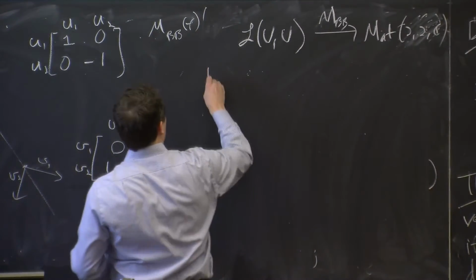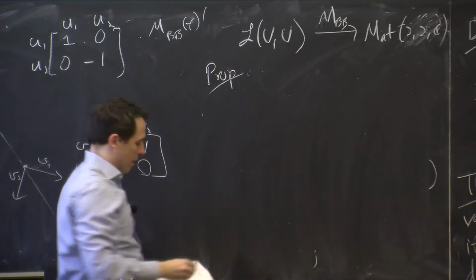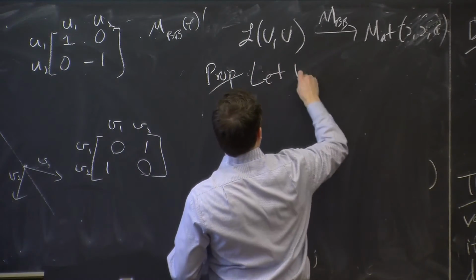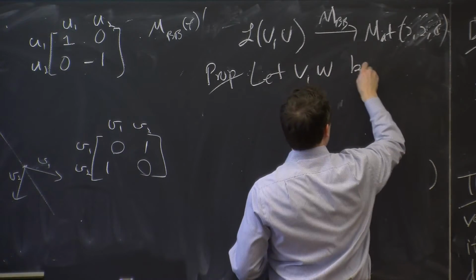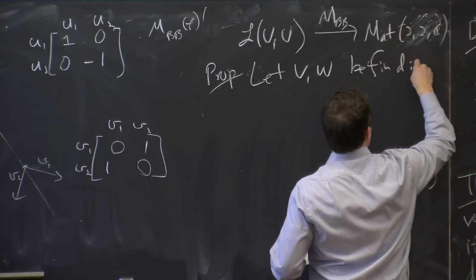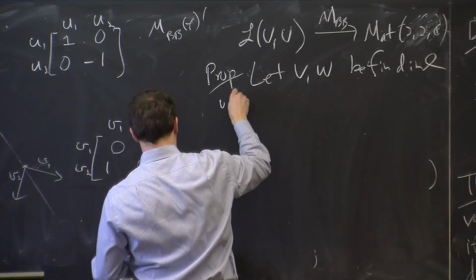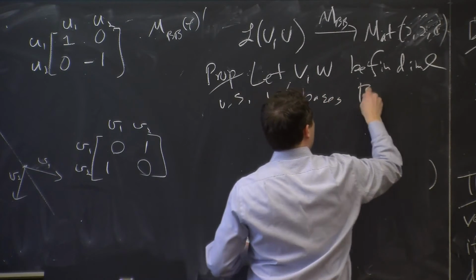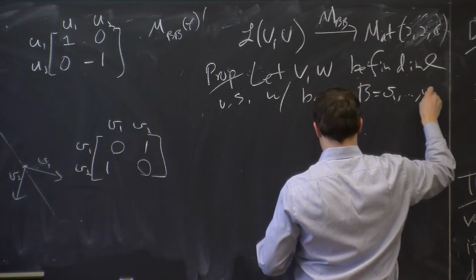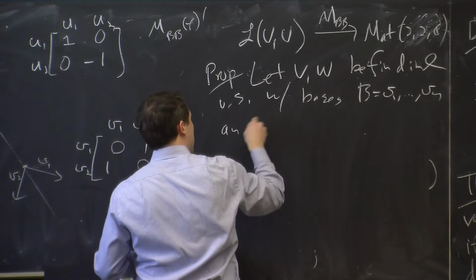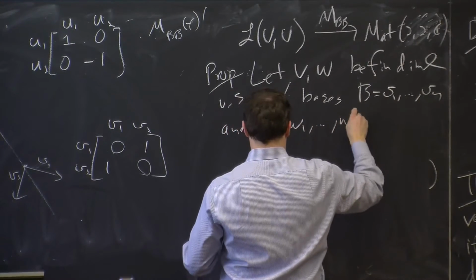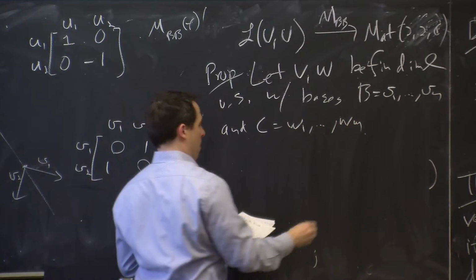Okay, so let's make that a little bit. Let's say this invertibility thing as a proposition. So let V and W be finite dimensional vector spaces with bases B, v1 up to vn, and C, w1 up to wm, respectively.